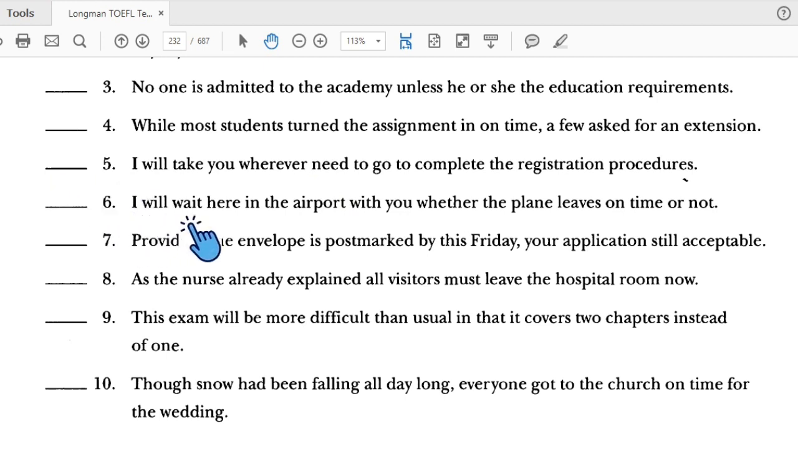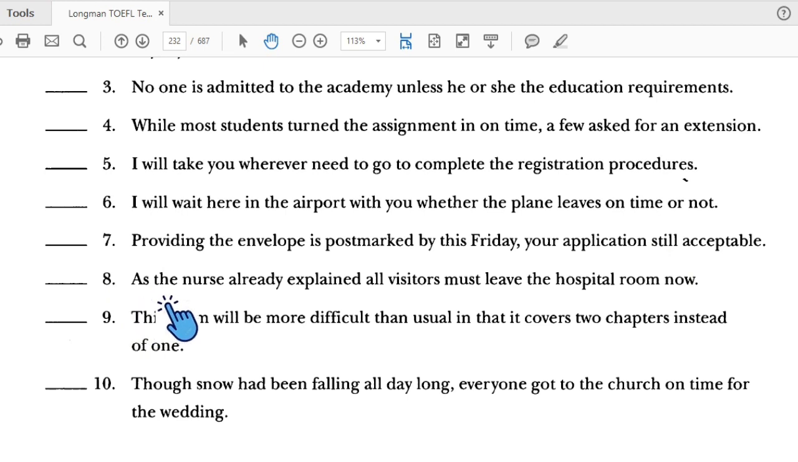Number 6, I is a subject, will wait is a verb. We try to find out, whether is an adverb connector, this is a subject, this is a verb. It means that number 6 is correct. Number 7, providing is an adverb connector, there's a comma in the middle. The envelope is the subject, is a verb. Your application is a subject, but there's no verb here. Acceptable is an adjective. If you find words like this, acceptable, capable, etc., they are adjectives. There is no verb, missing verb here. It means that number 7 is incorrect.